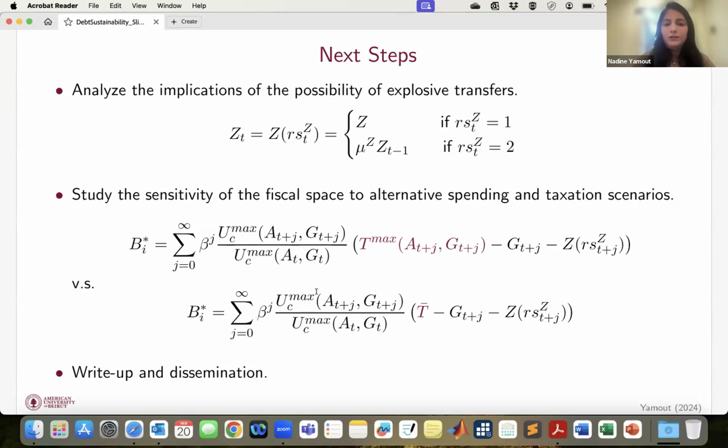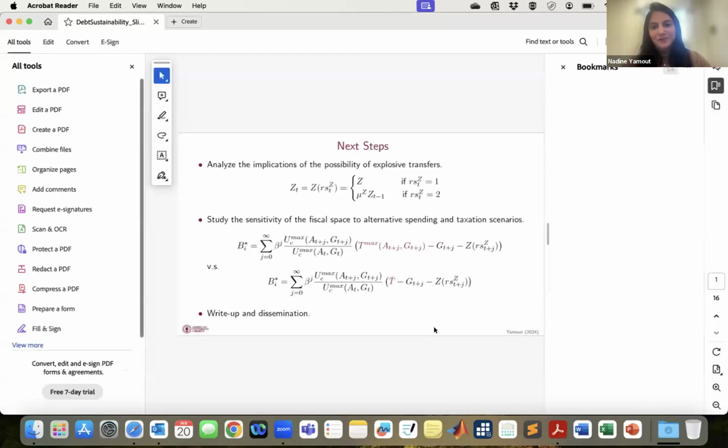And second, the way this fiscal limit or fiscal space is computed assumes that taxation is going to be optimal in the economy. But we know that there are many factors, including tax evasion, for example, which would imply that governments not necessarily can collect this high level of taxes. So we need to consider a more realistic approach to how we model taxation in the model. And after I've considered these different scenarios, I hope to write up the final draft of the paper and to disseminate it through seminars as well as through publication. So yeah, that's it for me.